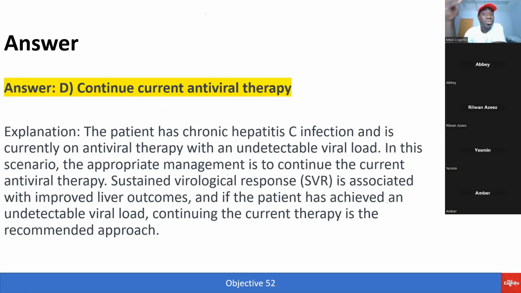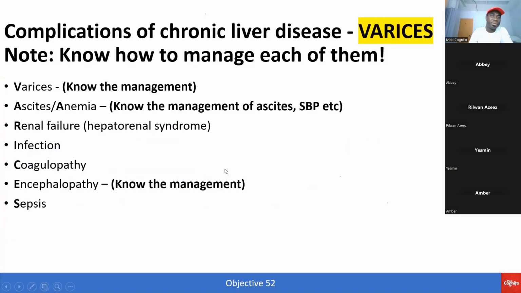So that means that the medication is working. The patient has chronic hepatitis C infection and is currently on antiviral therapy with an undetectable viral load. In this scenario, the appropriate management is to continue the current antiviral therapy. Why? Because the viral load is undetectable. Sustained viral response is associated with improved liver outcomes. And if the patient has achieved an undetectable viral load, continuing the current therapy is the recommended approach. That's all. There's no need to switch the medications. Just stay on it.